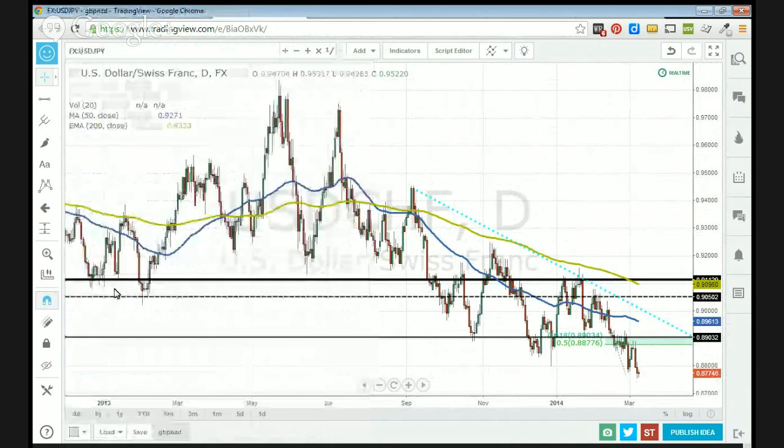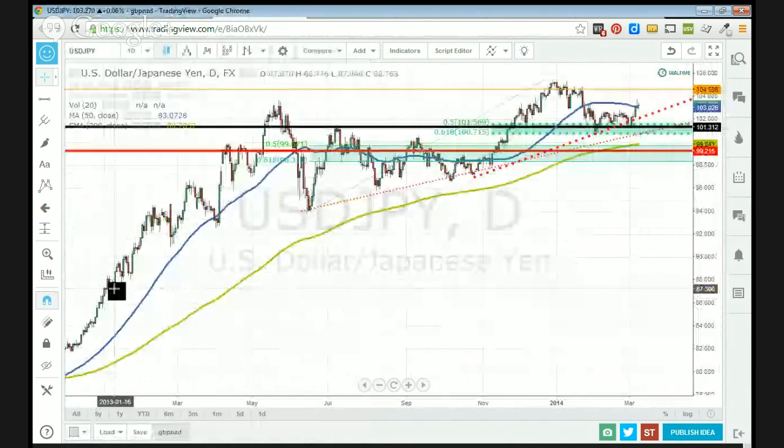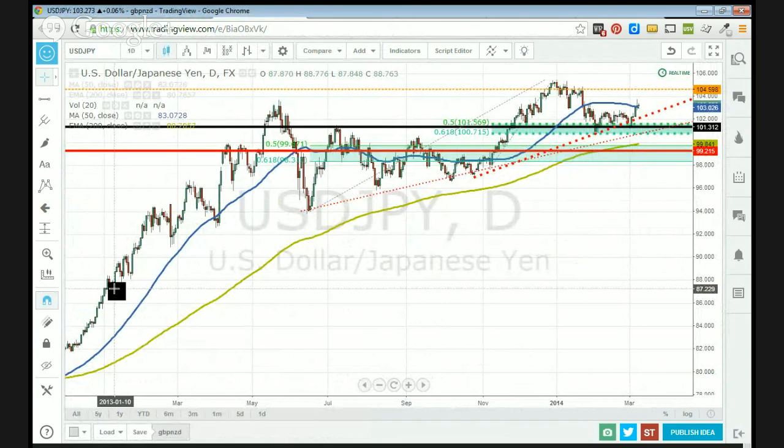Dollar yen. Let's see if we can get a pullback to 101.30. If we can get a pullback, that'd be a good fill. Other than that, nothing much.